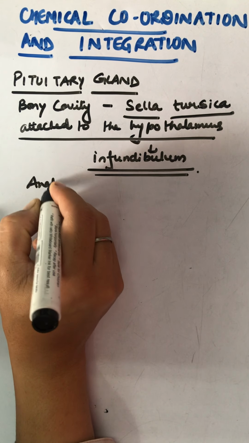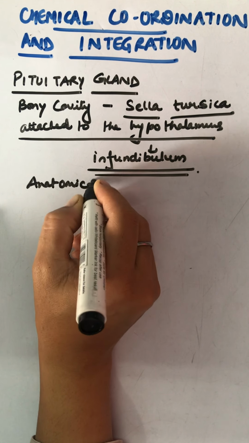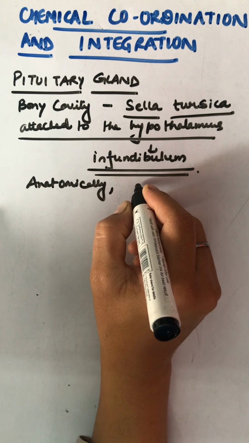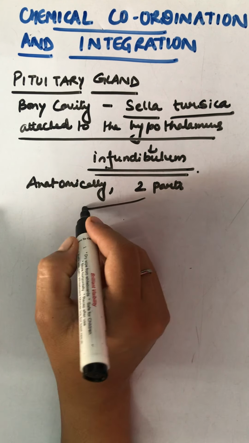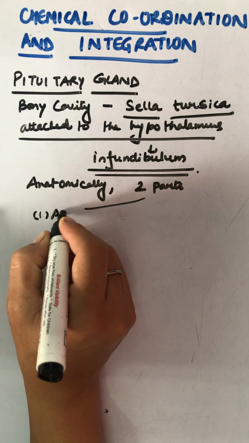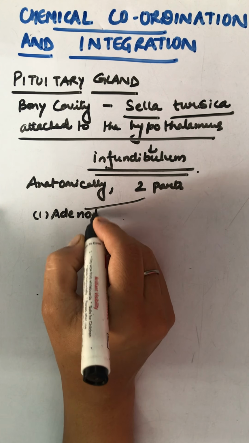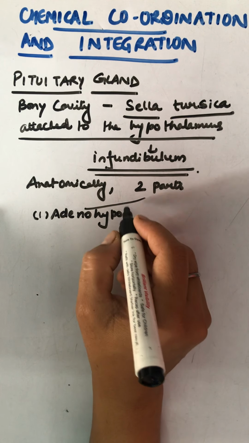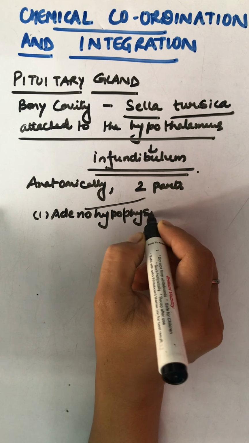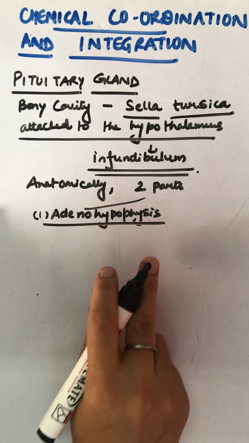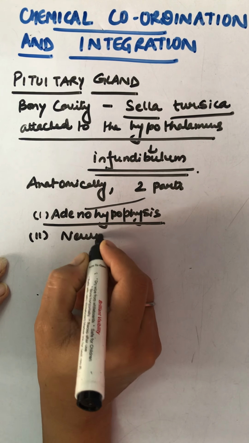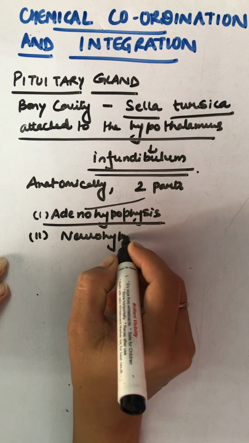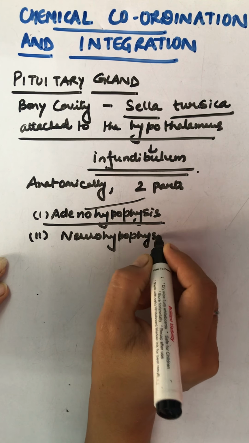Anatomically, it has two parts. The first one is adenohypophysis, and second is neurohypophysis.